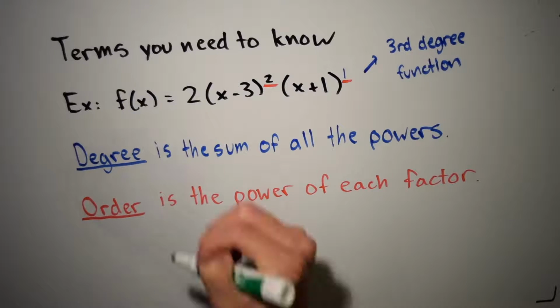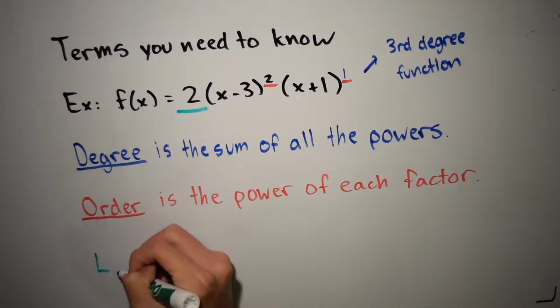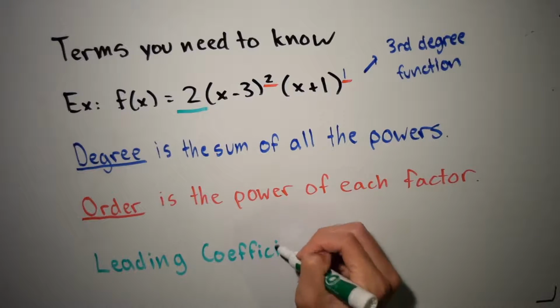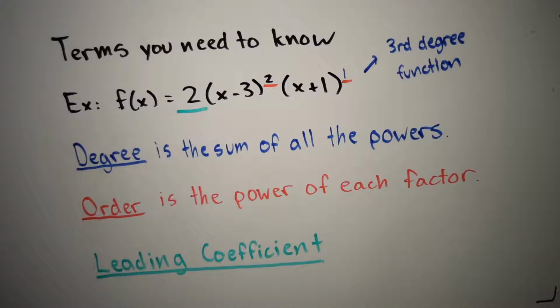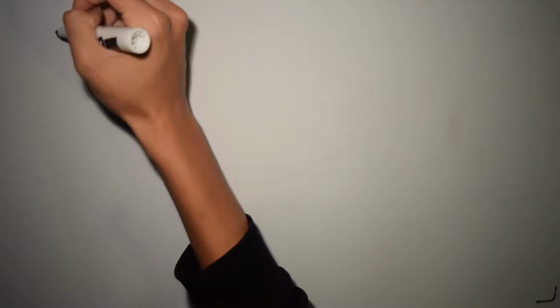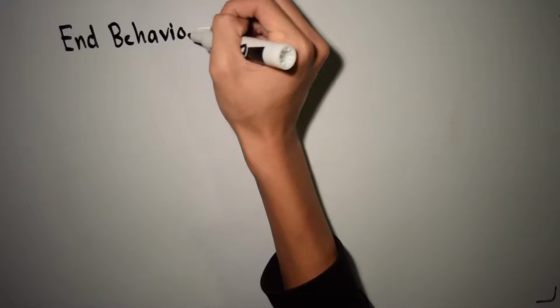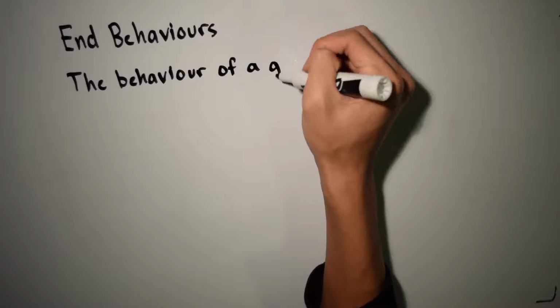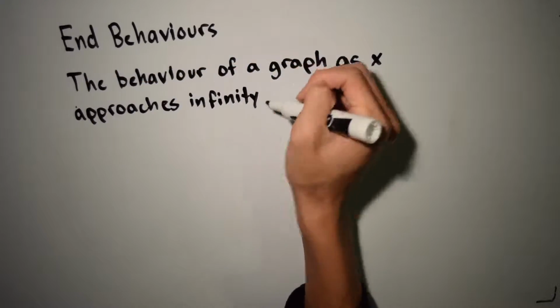Lastly, the 2 in front of the function is called the leading coefficient and is also known as the a value. This value adds a vertical stretch or compression, and the sign of this value determines which direction the function opens. Another important term we need to know to solve this problem is called end behaviors. This is the behavior of the graph as x approaches infinity and negative infinity.